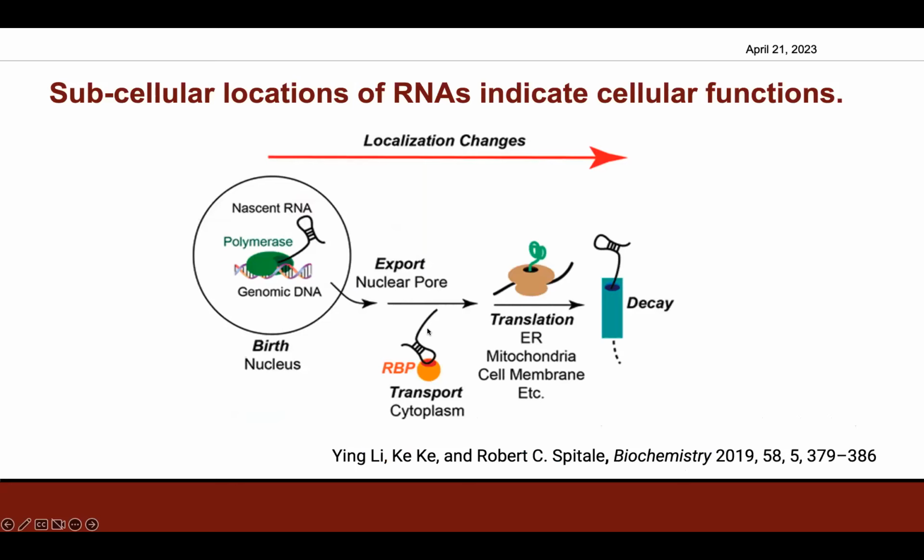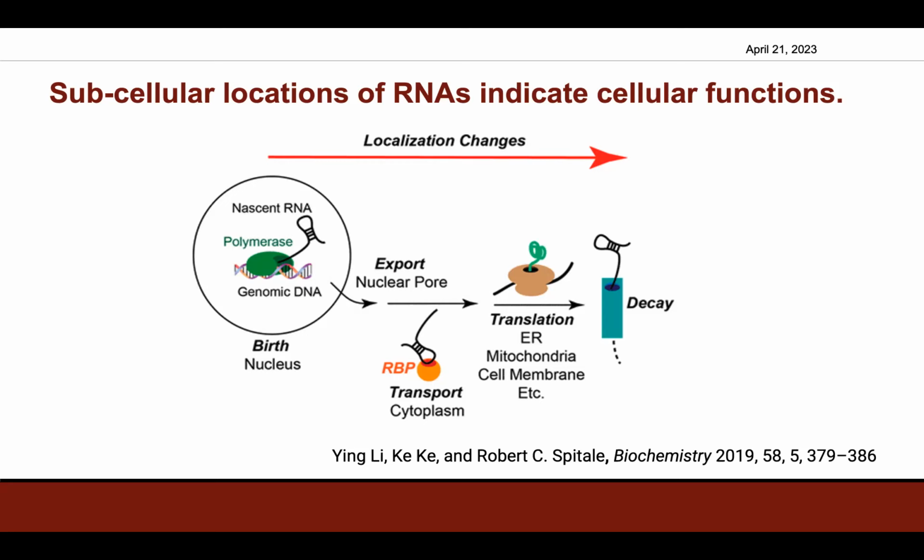And we all know from fundamental cell biology classes that the location of the RNA indicates different roles of the RNA. For example, RNA is produced through transcription and is burst from the cell nucleus. Then it undergoes some translocation inside the nucleus, and then it is exported throughout the nucleus through the nuclear pores.